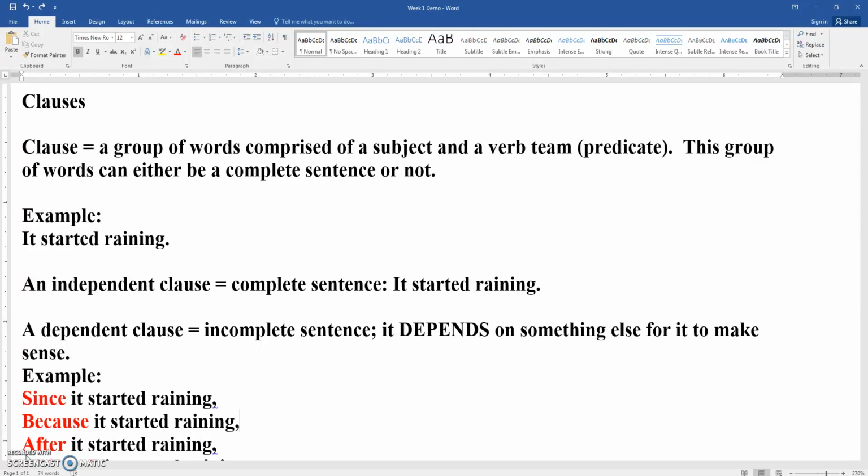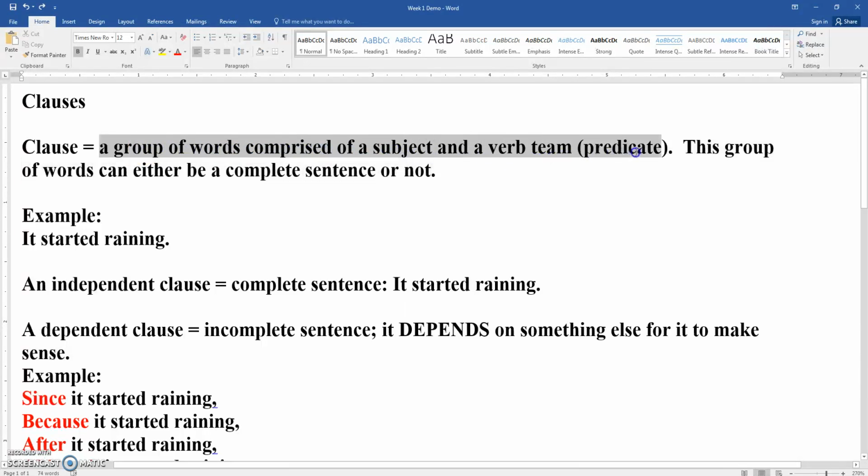The definition of a clause is this. A clause is a group of words comprised of a subject and a verb team, sometimes called a predicate. This group of words can either be a complete sentence or not. For example, it started raining.